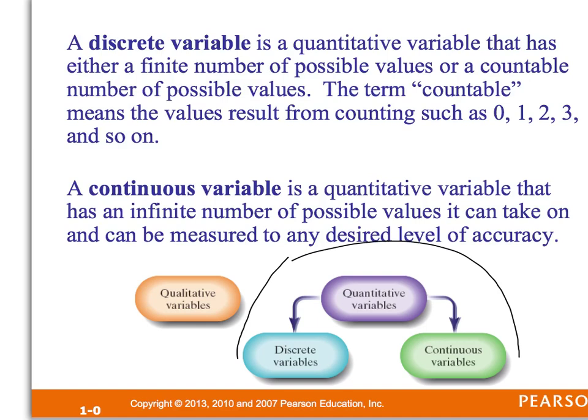So what you really want to be asking yourself if you're trying to figure out if a variable is discrete or continuous is, is there a next number? For example, if you are counting the number of people in the room and there's 49, if there were more, it would jump all the way up to 50.